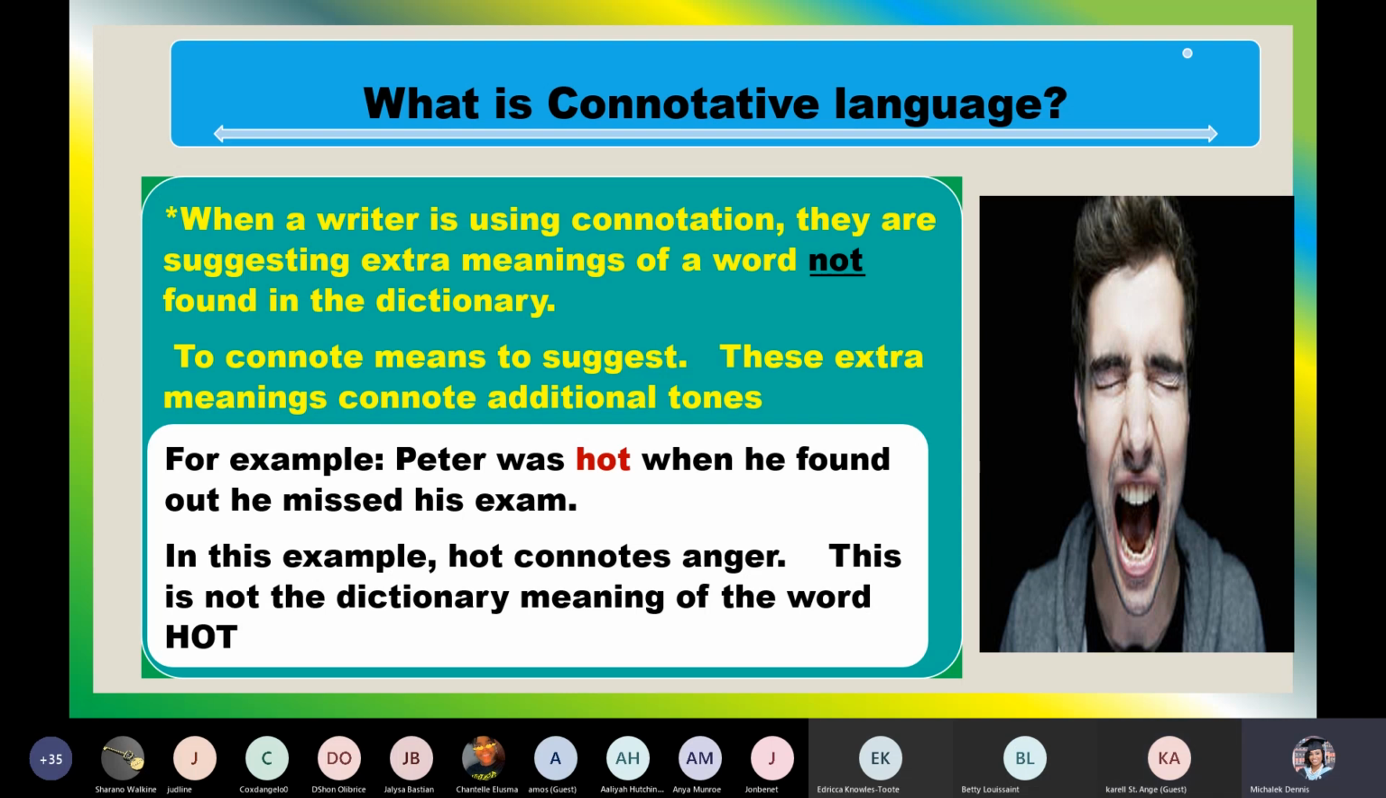So in this example, hot connotates anger. This is not the dictionary meaning of the word hot. But remember, these words suggest extra meaning. So sometimes you have to read between the lines. Peter was not physically hot. His body temperature wasn't hot because he missed the exam. So now you have to think about it. If he missed his exam and he was hot, it couldn't have been his temperature, but it clearly means that he was angry, irate. He was furious.